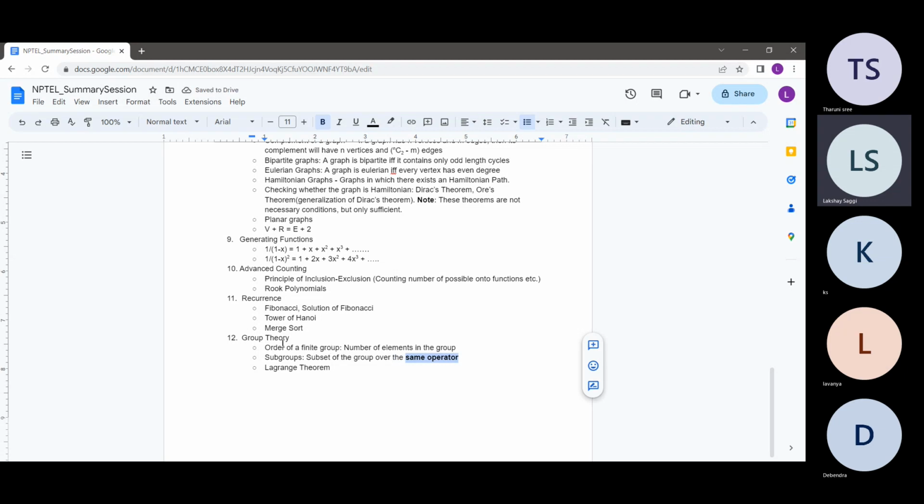In a group, you generally define a set and an operation, right? And an operator basically. Suppose the group was defined over the operator addition. So a subgroup should also be defined over addition only. You can't say it is a subgroup over subtraction, then it won't be a subgroup basically. So a subset should be a group over the same operator.